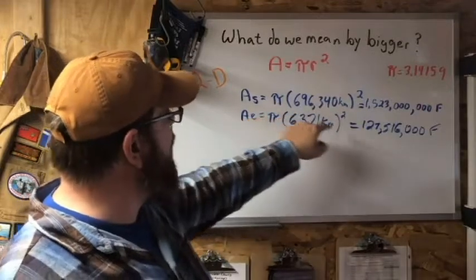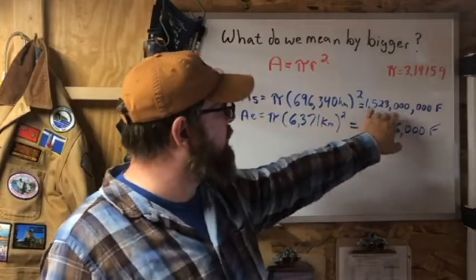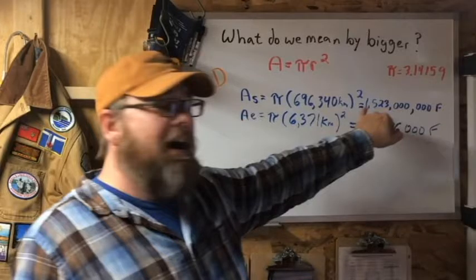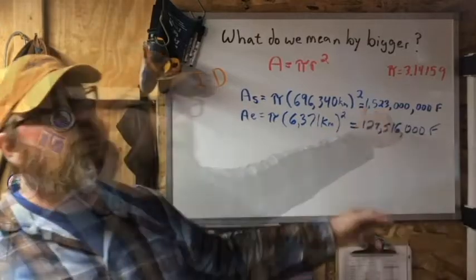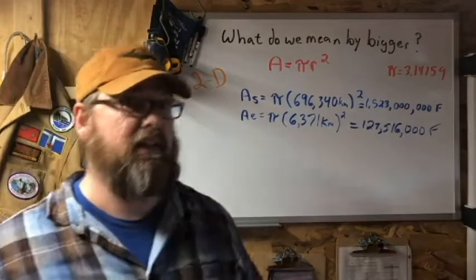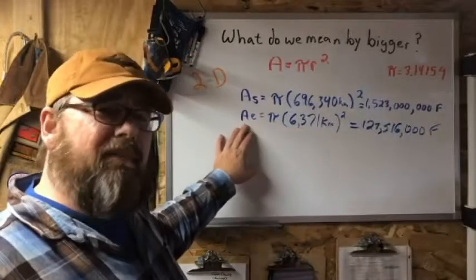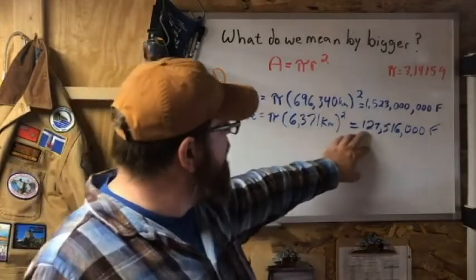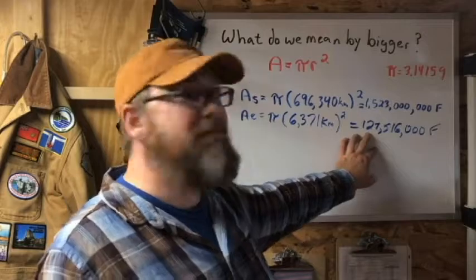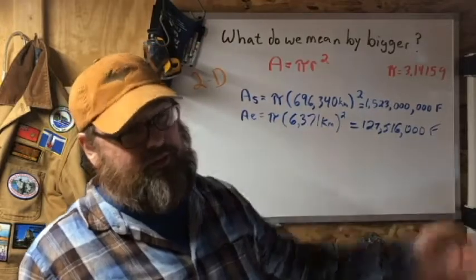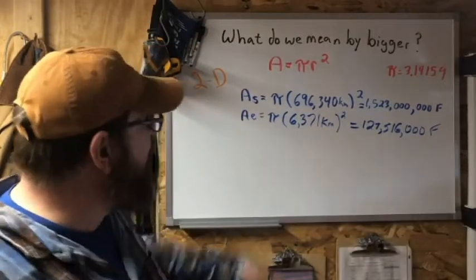So in order to figure out our solar area, we multiply the square of the radius of the sun by pi, and we get this erroneously large factor. Hold, stop. I inadvertently wrote F up here when I should have written kilometers squared. I apologize. The F only belongs in the very final answer of about 1.523 billion with a B. Earth's area is a little more manageable at about 127,516,000.